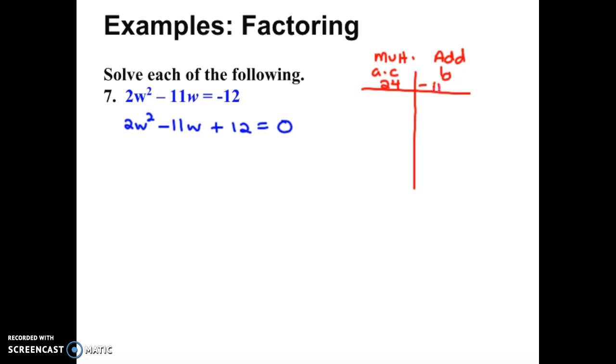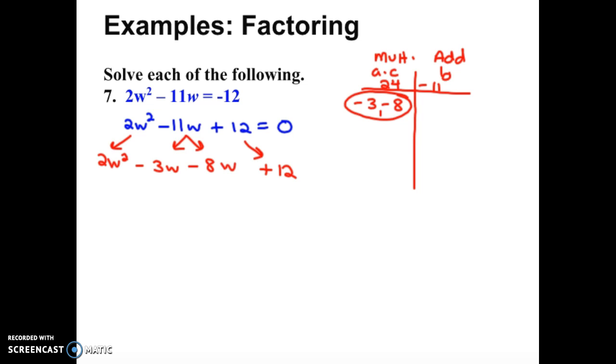So the two numbers that multiply to give me positive 24 and add to give you negative 11 are negative 3 and negative 8. So unfortunately, this problem doesn't have a shortcut, because I have a 2 in front of the w squared. Anytime you have a number other than 1, what you're going to have to do is change it to a grouping problem. So if you remember, what you do is you bring the first term out, make it the same. Bring the last term out, make it the same. But you're going to split the middle term up into what you got from the t-chart. So I'm going to make that minus 3w minus 8w.